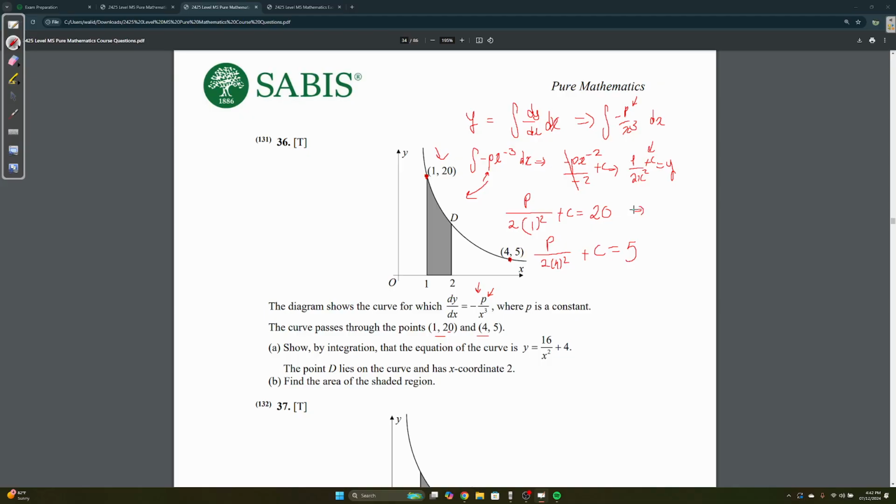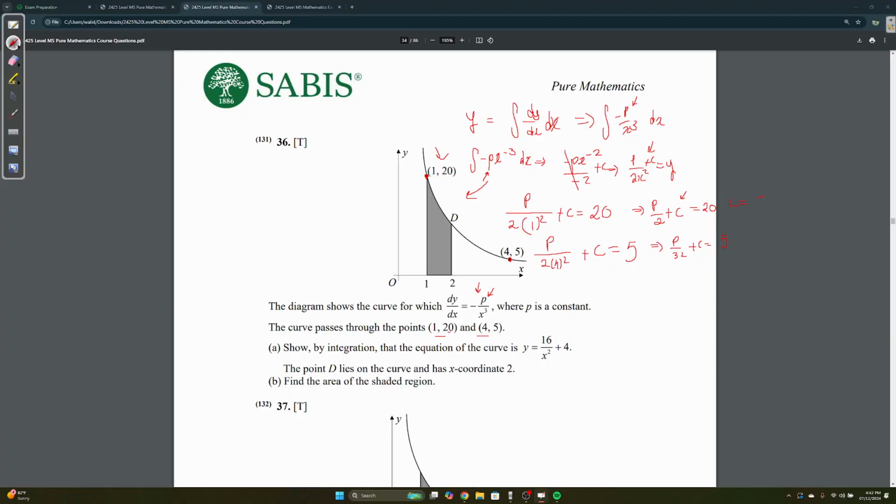Let's clean this up a bit. So p over 2 plus c is equal to 20. And here, this is 16 times 2, so p over 32 plus c is equal to 5. You can solve whichever way you want. Some people just subtract both equations. And I'm just going to find an expression for c.